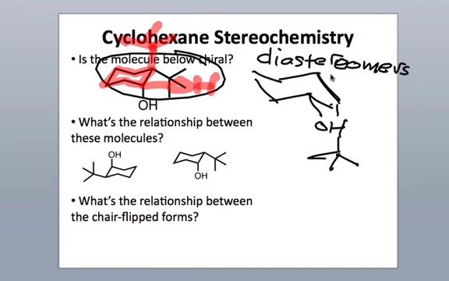The thing that distinguishes these and that makes them unique and somewhat interesting is that they're interconvertible by a conformational process, this process of the chair flip. As a result, we would call these conformational diastereomers. So this is the first example we'll see of that, and we'll see some a little bit later on in the course as we start to talk about reactivity for sure.